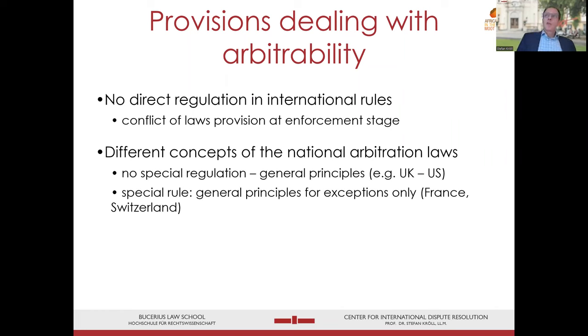And when you look to the national rules, you have different concepts. In a number of jurisdictions, you have no special regulation on arbitrability. They just rely on general principles. And typical examples of that are the United Kingdom or the United States. You will have a number of Supreme Court decisions by the American Supreme Court, which clearly show you how they try to balance the competing interests. On the one hand, party autonomy. On the other hand, the interests of the states in not allowing certain disputes going to arbitration for whatever reason, because they're either so important for the economy or because they involve third parties which may not have consented to arbitration.